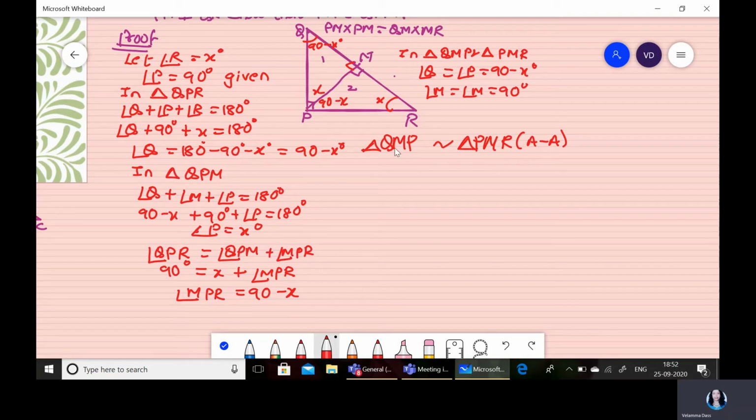Once we prove this similar, now we can find out PM square, I want. So PM is the second and third letter. So I'll get PM second and third letter, and here the second and third letter is MR. Similarly, PM is the first and second letter here. First and second letter is QM upon PM. So here we have CSST, corresponding sides of similar triangles. So when we cross multiply, we will get PM square equals QM into MR. So here we prove that PM square equals QM into MR.